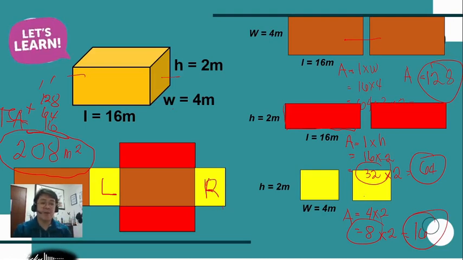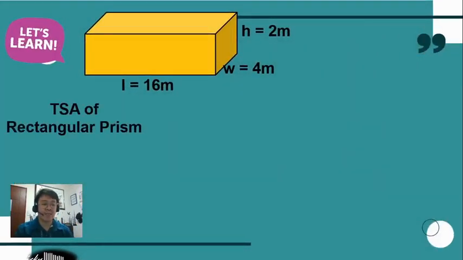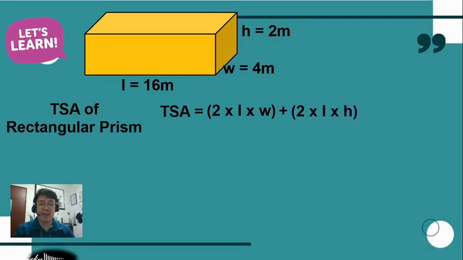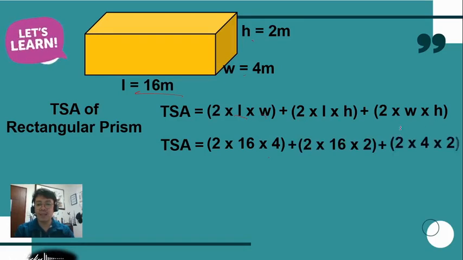But in order for us to solve this one in the easiest way, we can use this formula. Where TSA of a rectangular prism, TSA is equal to 2 times length times width plus 2 times length times height plus 2 times width times height. TSA equals 2 times length times width, wherein length is equal to 16, then width is equal to 4, plus 2 times length times height, length is equal to 16, height is equal to 2, plus 2 times width times height. So width is 4, height is 2.